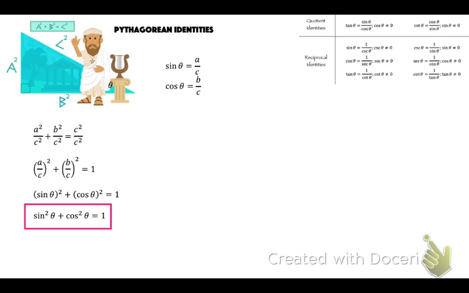Okay, and this is a big one. You need to remember this one. And it's super easy. It shouldn't be hard. Sine squared plus cosine squared equals 1. You should be able to remember that. That needs to be drilled into your brain.